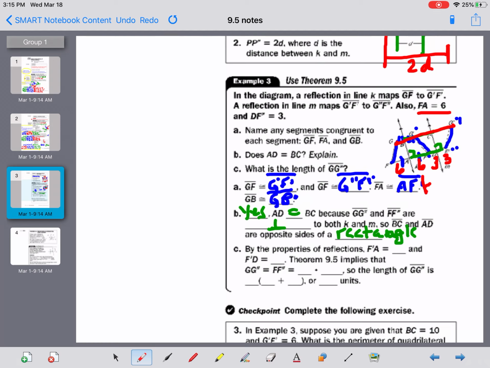We have a theorem up above that said if this is 9, from our original point F all the way to F double prime should be double that. So double the 9 should be 18. And you can see my numbers, if you add those up, they should also equal 18. So coming down here to C to fill in the blanks, by the properties of the reflection, F prime to A will also equal 6, and F prime to D will also equal 3.